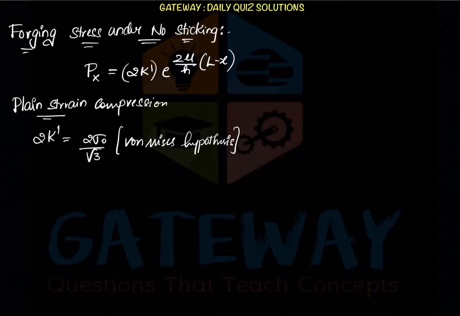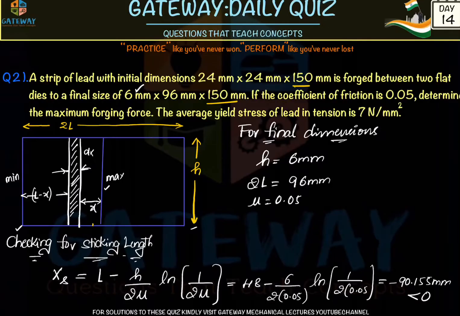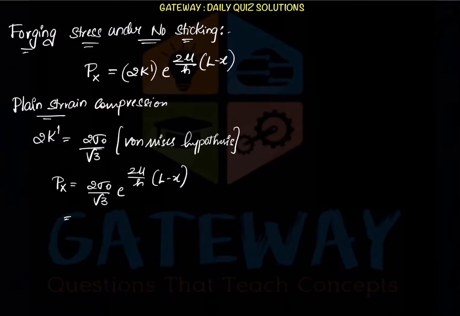Therefore, the 2k dash is nothing but 2 sigma naught upon root 3. Right. So therefore, we will get our Px is equal to 2k, which is 2 sigma naught upon root 3, into e power 2 mu by h into (L minus x). And the value of sigma naught was given in the question. The average yield stress in tension was directly given in the question, nothing but sigma naught. Also, before substituting, here we have taken Px for an element of dx, nothing but a small strip, right?